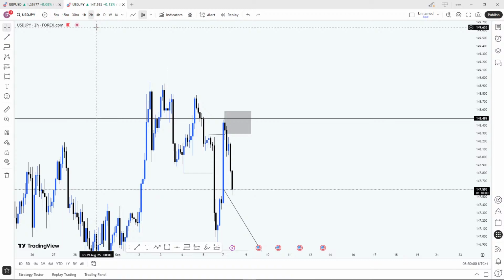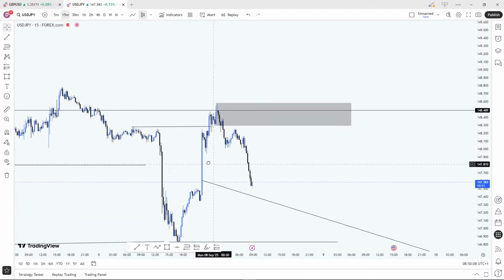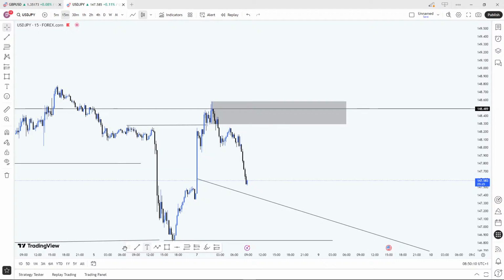Now in a 15 minutes time frame, let's see if it has a break of structure, which it clearly has, a break of structure right here. This break of structure is also like a change of character. So it clearly has a break of structure right here. So I'm going to look out for a sell from this very order block.